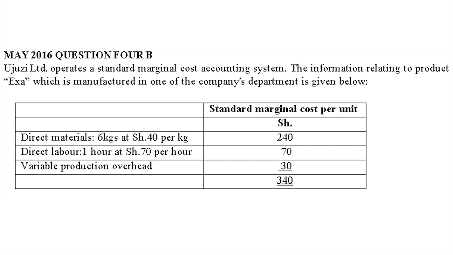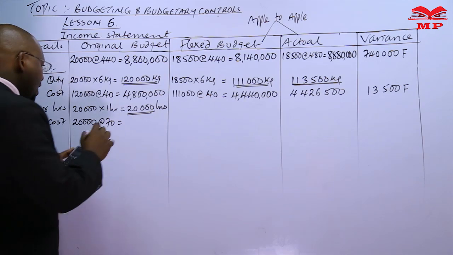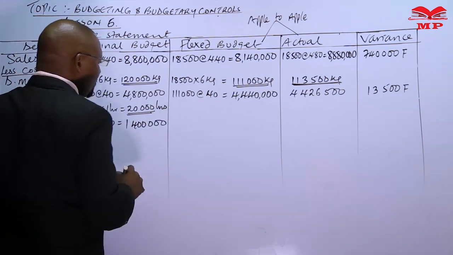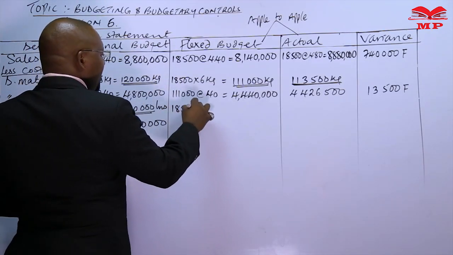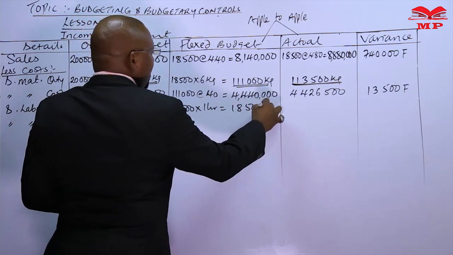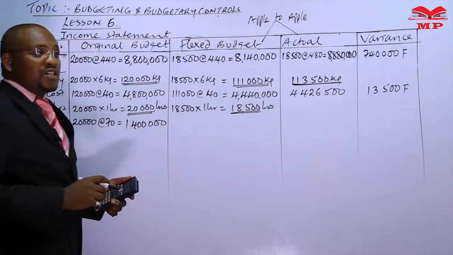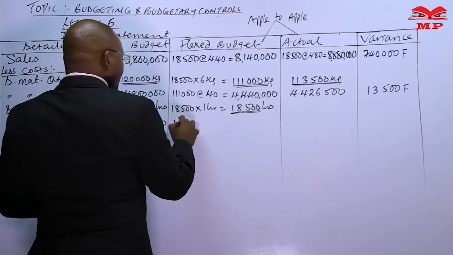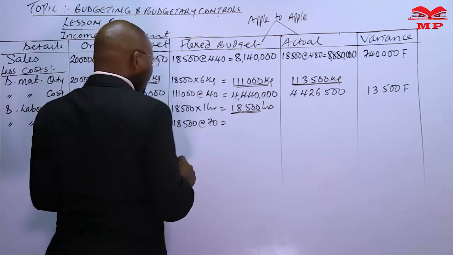We were to spend 70 shillings. So 20 times 70 would give us 1,400,000, as a cost. Then when it comes to the flexible budget, we were to produce 18,500 times 1 hour, so that we have 18,500 hours. This is the budget number of hours we were to use for the 18,500 units of production. So these 18,500 hours, we multiply by 70 shillings as our budget cost.